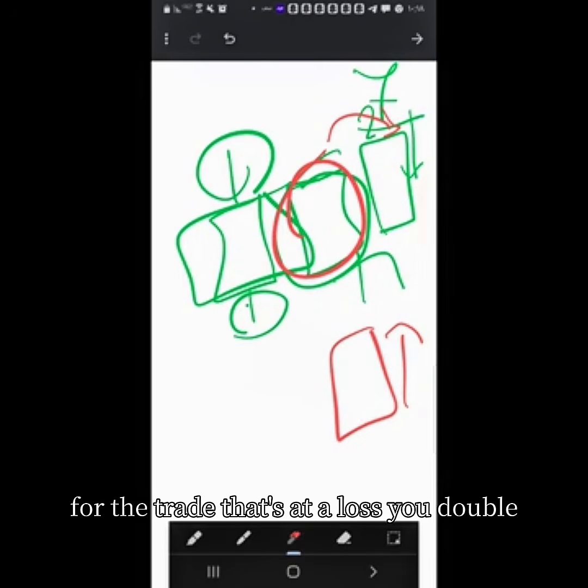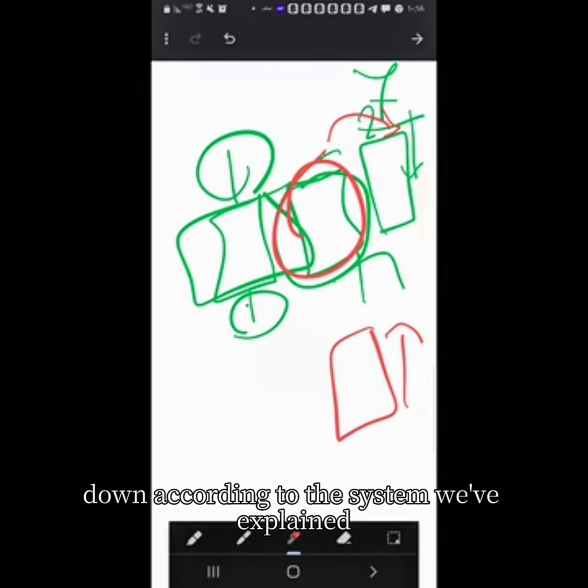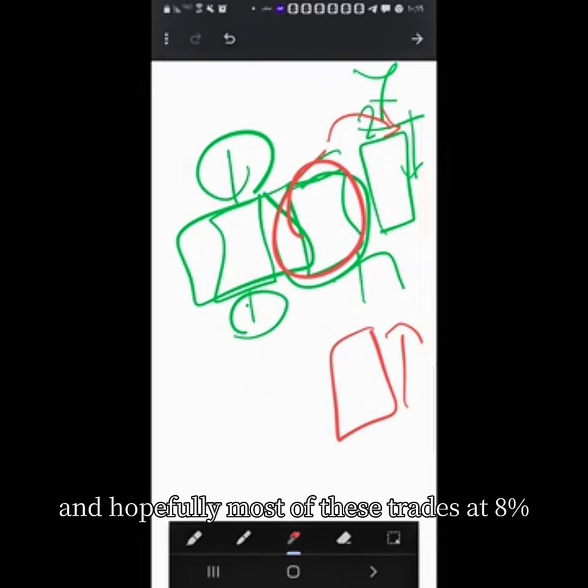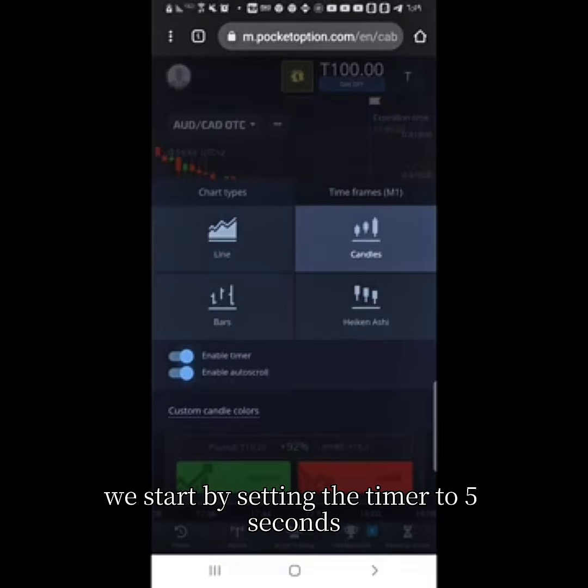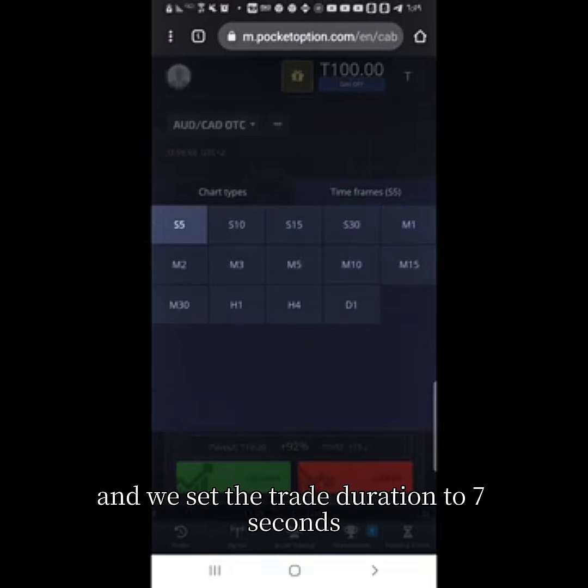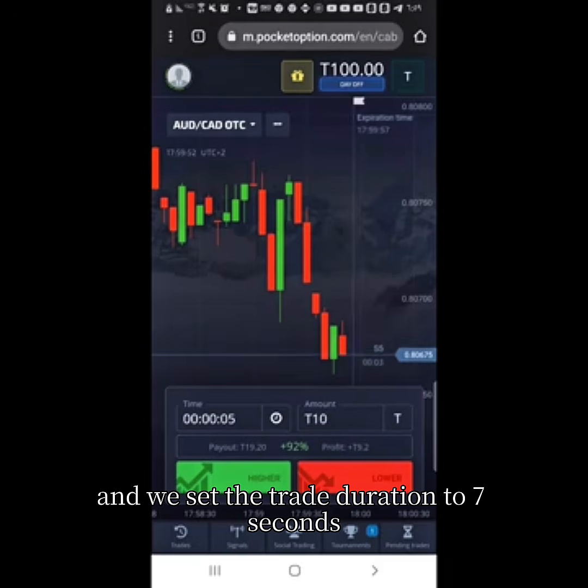For the trade that's at a loss, you double down according to the system we've explained, and hopefully most of these trades will be successful. So we start by setting the timer to 5 seconds, and we set the trade duration to 7 seconds.